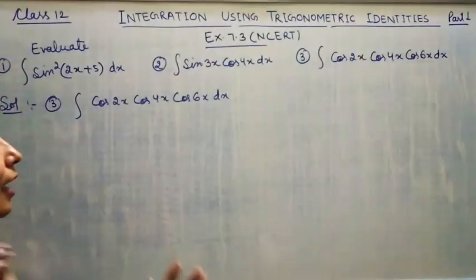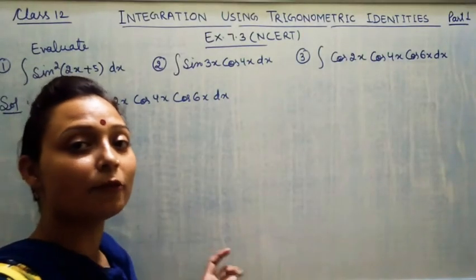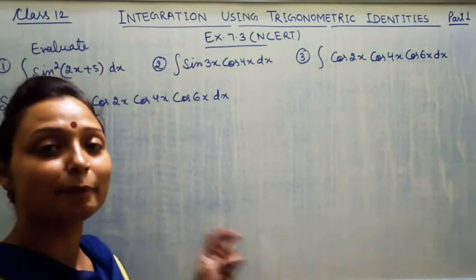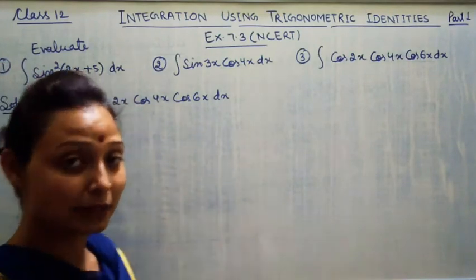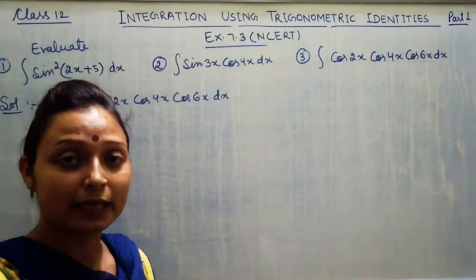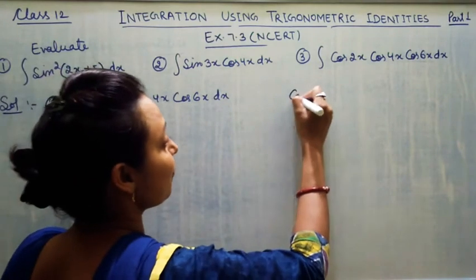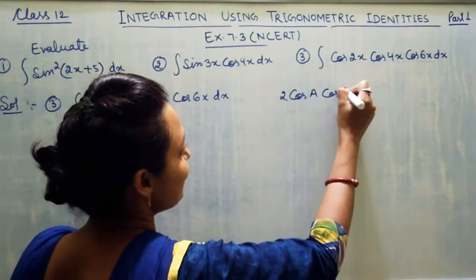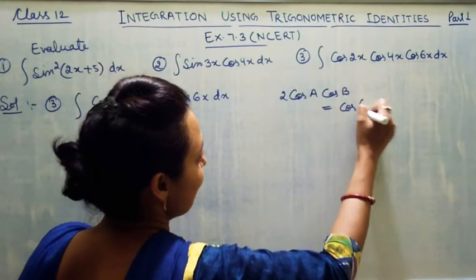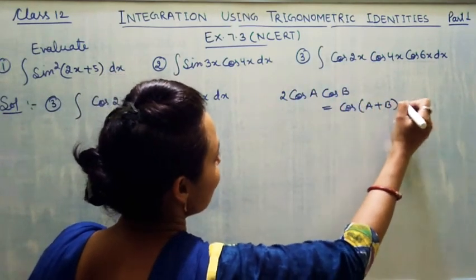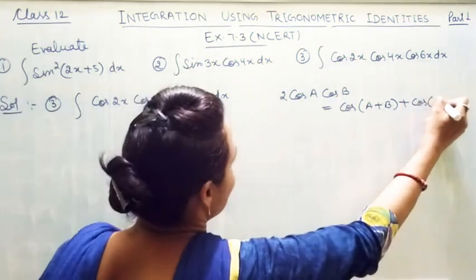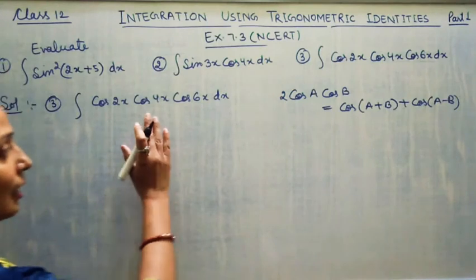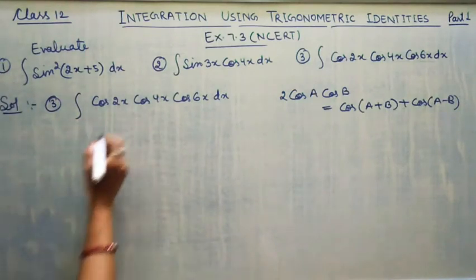We have a formula only in the form of A and B, not A, B, C. So first of all I will apply the formula as A and B. I will write the formula first: 2 cos A cos B is equal to cos A plus B plus cos A minus B. So this is the formula. I will apply this formula for the solution of this integration.